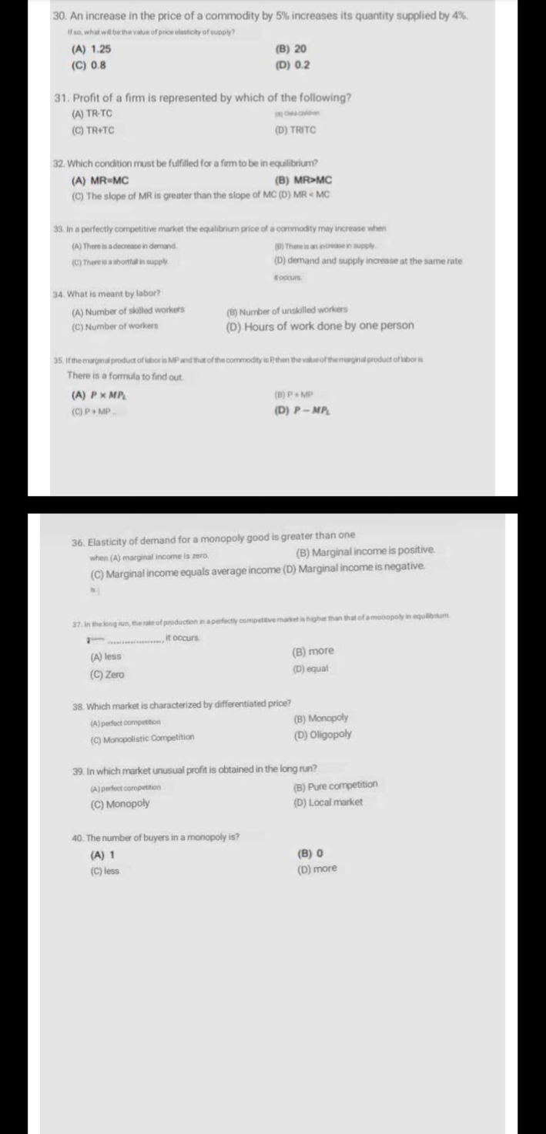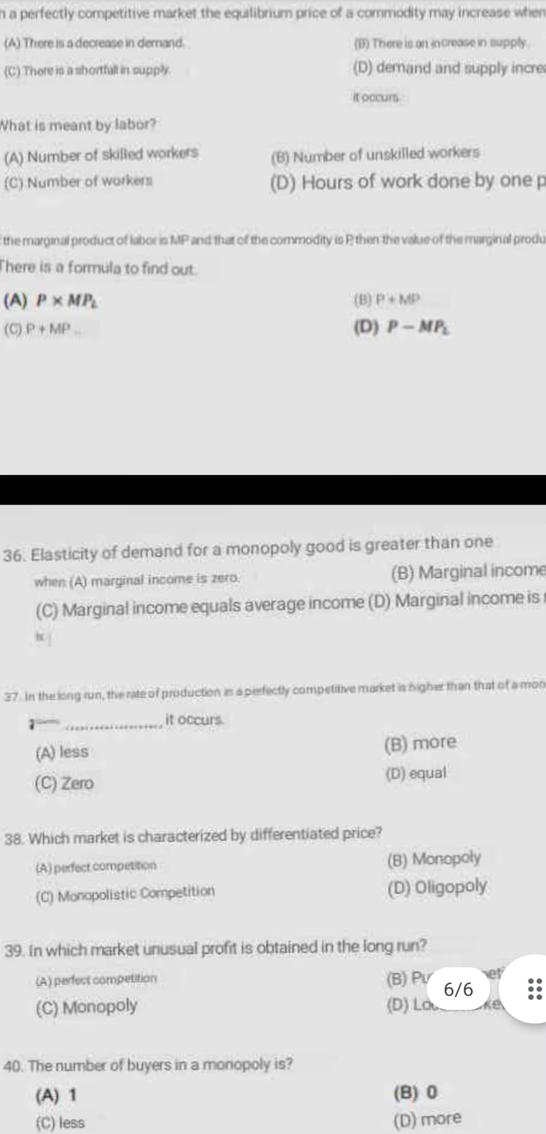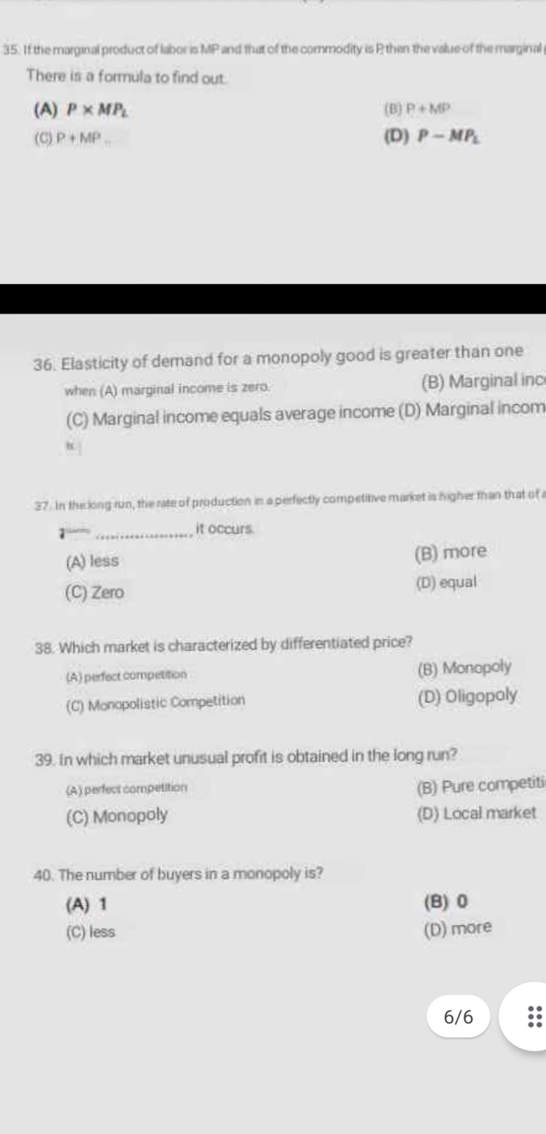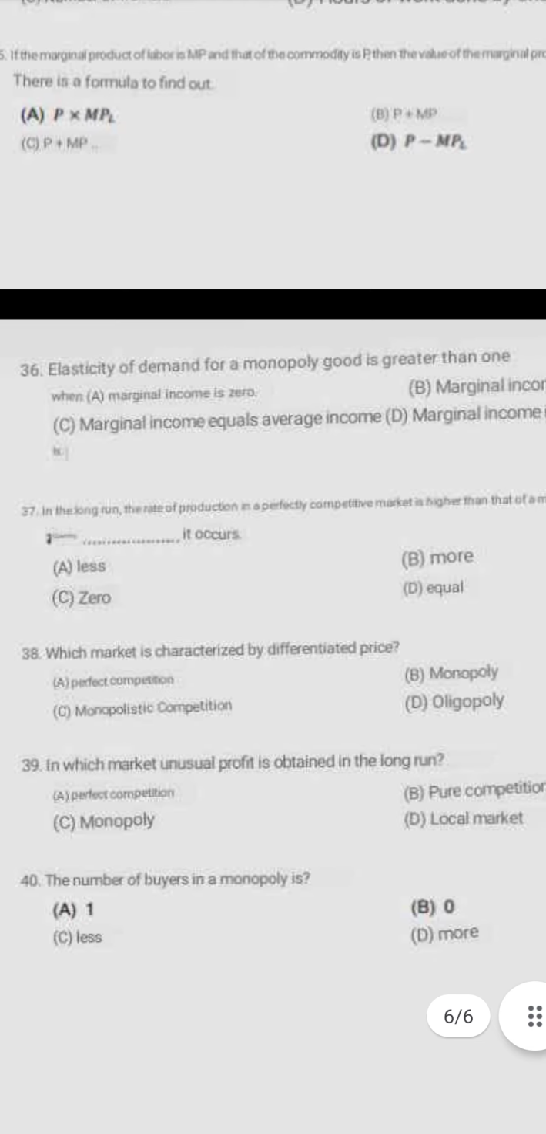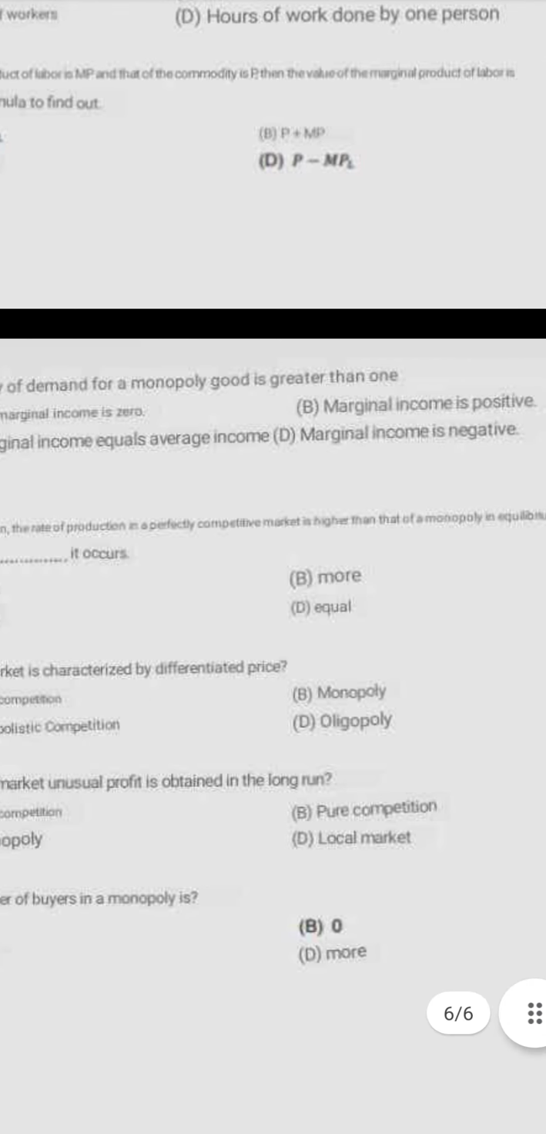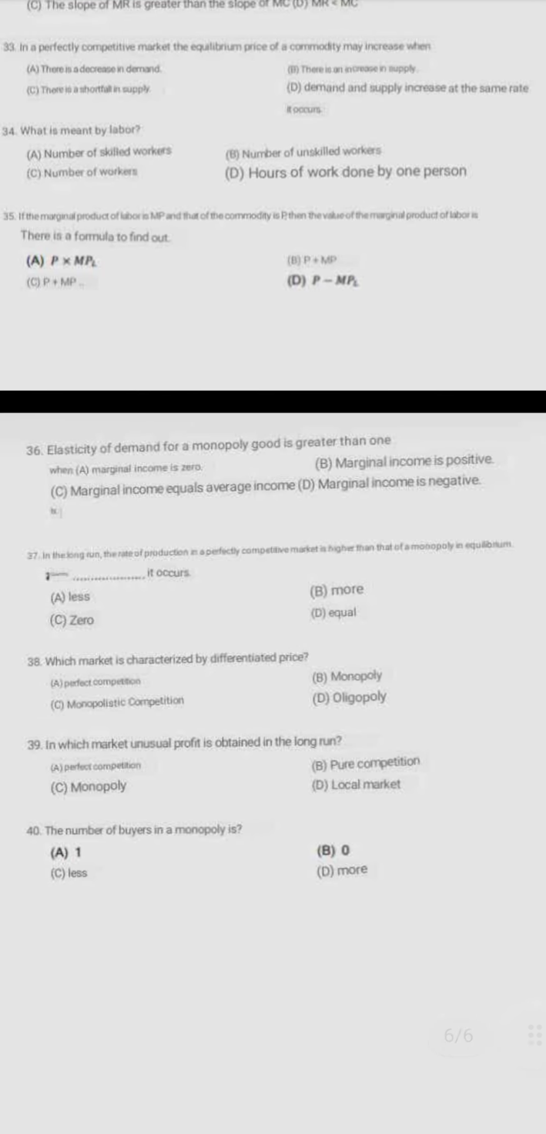Next question number 36. The elasticity of demand for a monopoly good is greater than 1 when marginal revenue is positive. When marginal revenue is positive, then elasticity of demand for a monopoly good is greater than 1.